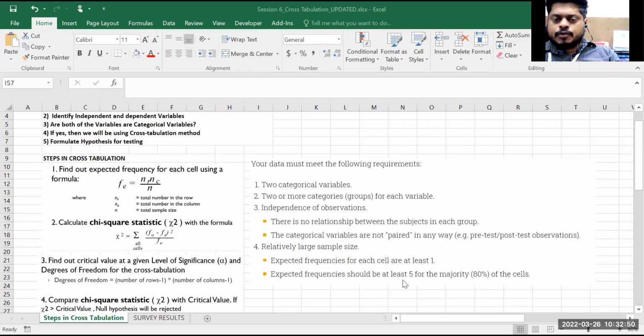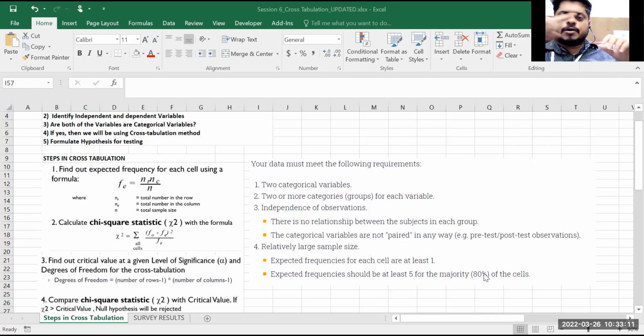Relatively large sample size. Follow this. For the exam point of view, I'll make sure that the numbers are maintained. But for your internship, or in case you are using this for some of your project, unless each cell or the majority of cells, let's say I have 10 cells, or let's say 9 cells, right?